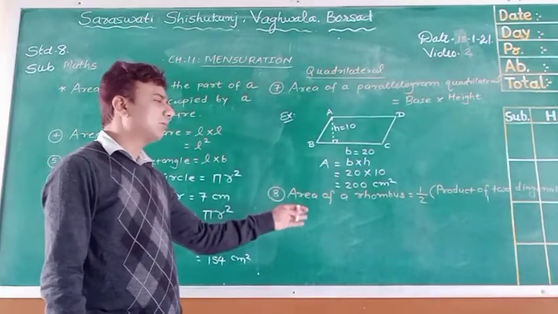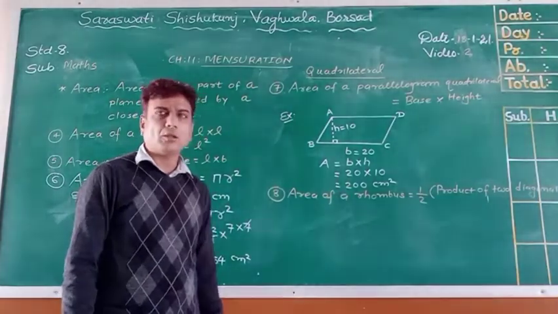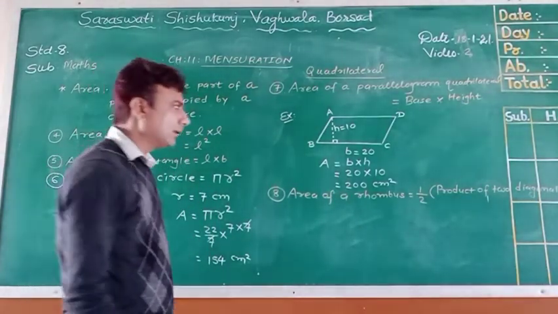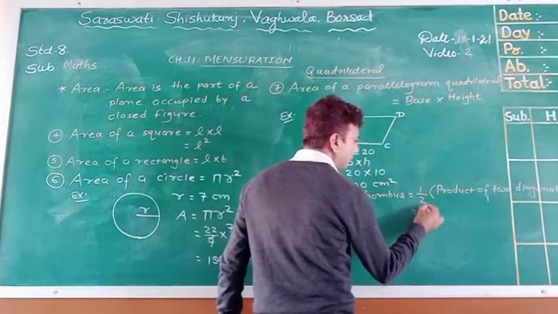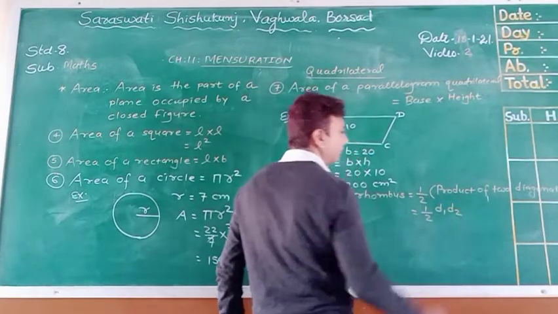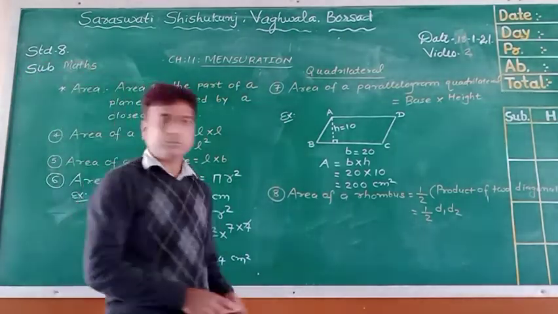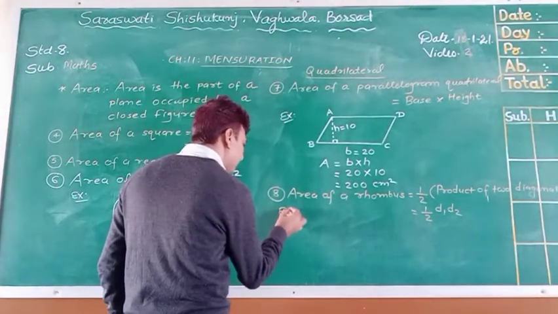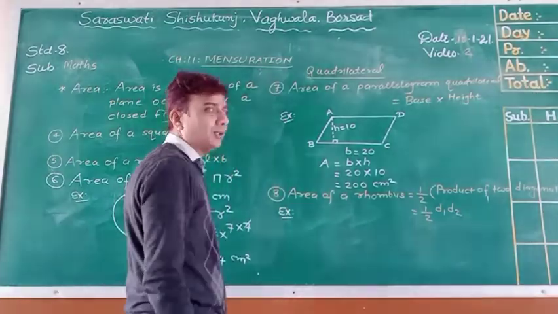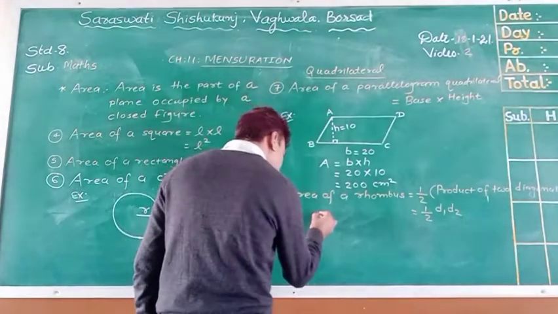Area of rhombus equal to 1/2 in bracket product of two diagonals. Otherwise you can also write this as 1/2 diagonal 1 multiply diagonal 2, d1 into d2. So let's take one example. See this. First we have to draw a rhombus.